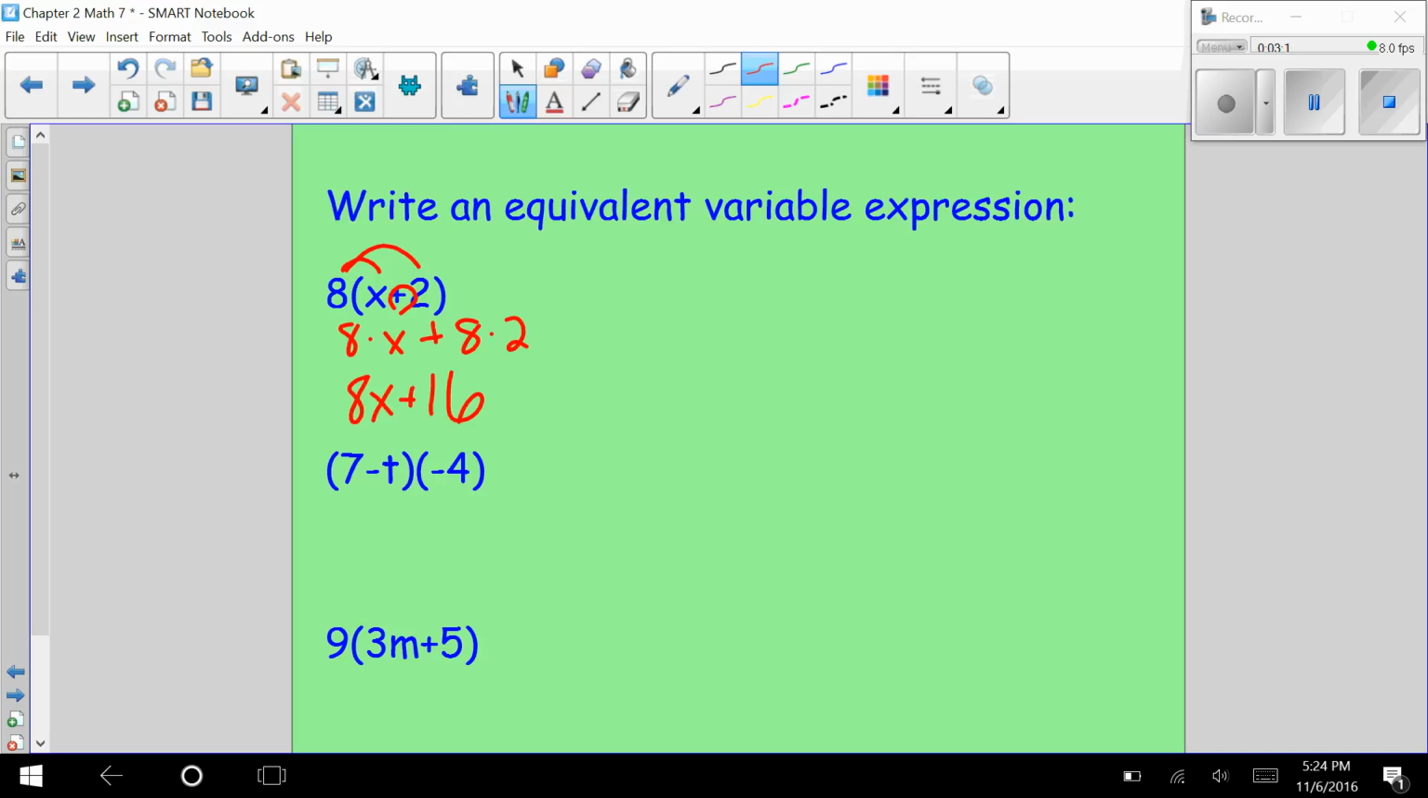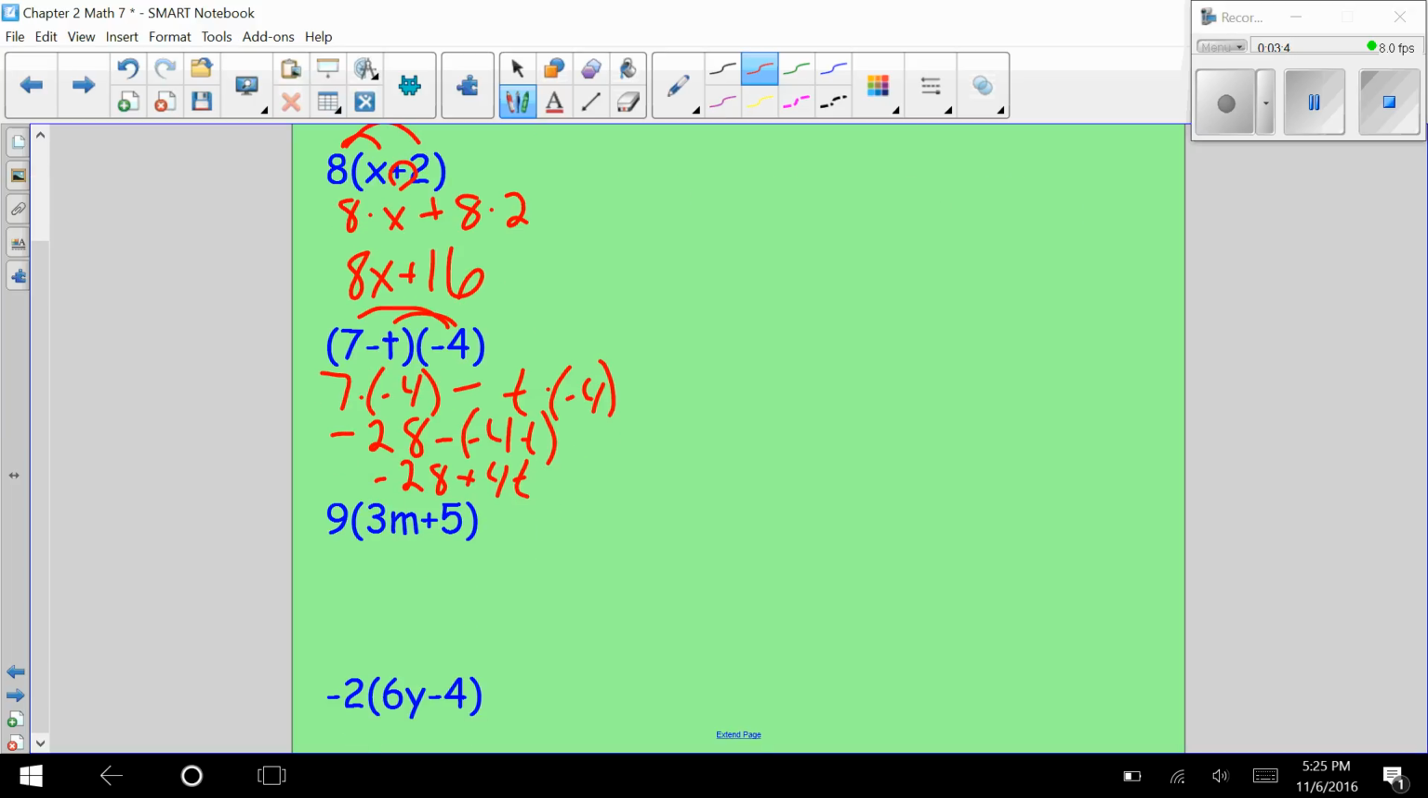For the second example, I take my negative 4 and I distribute it to the 7. So I have 7 times negative 4. Take my negative 4 times the t, so I have t times negative 4, and I put a minus in the middle. 7 times negative 4 is negative 28, minus t times negative 4 is negative 4t. Now there's one last step to clean this up just a tiny bit more. So you'll take negative 28, and remember, minus a negative is plus a positive, 4t. That is our final answer.